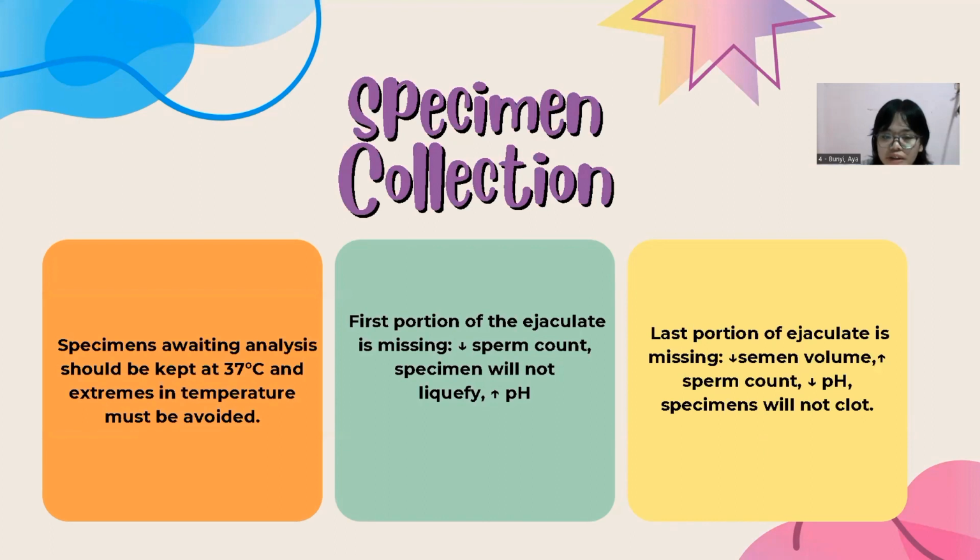If the first portion of the ejaculate is missing, there is a decreased sperm count, the specimen will not liquefy, and the pH is increased. If the last portion of the ejaculate is missing, the semen volume is decreased, the sperm count is increased, and the pH is decreased. And specimens will not clot.